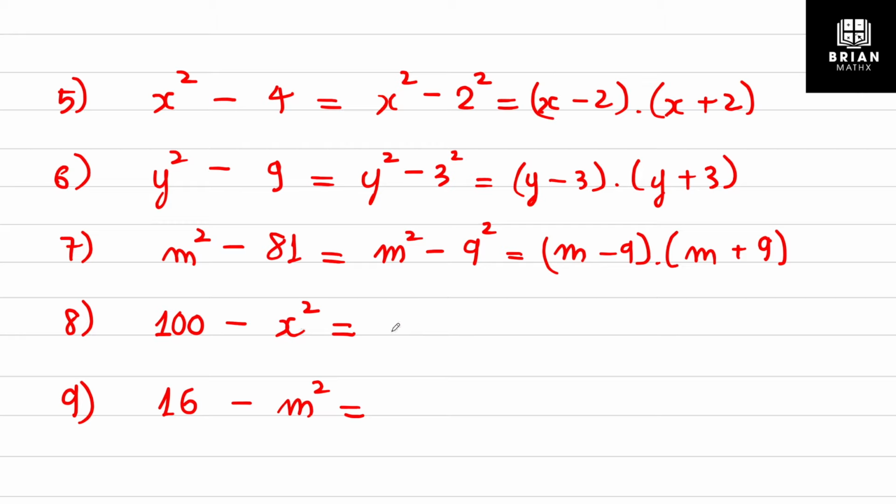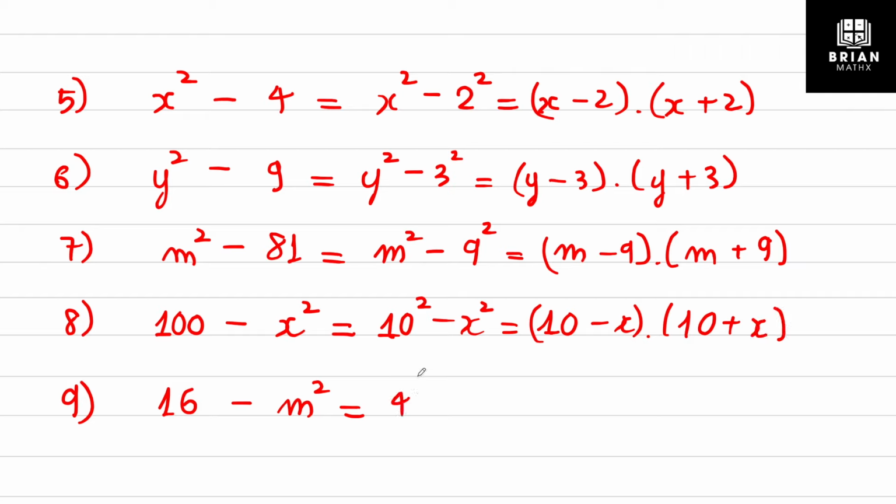100 minus x square. How can you do that? 10 square minus x square. The difference of squares formula tells us we get two brackets, 10 minus x and 10 plus x. Okay, 16, very easy. 4 square minus m square. The first bracket is 4 minus m, and the second one is 4 plus m. Yeah, that's all.